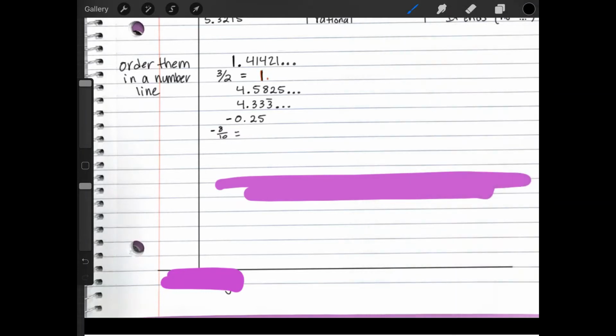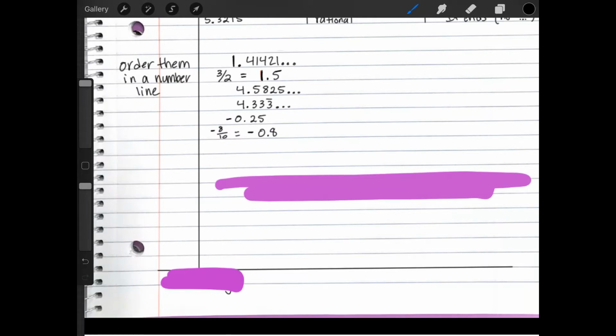I thought that was black. There we go. 1.5. We have 4.5825 ... 4.333 repeating, going on forever, and negative 0.25 and negative 8/10, which is the same as negative 0.8.